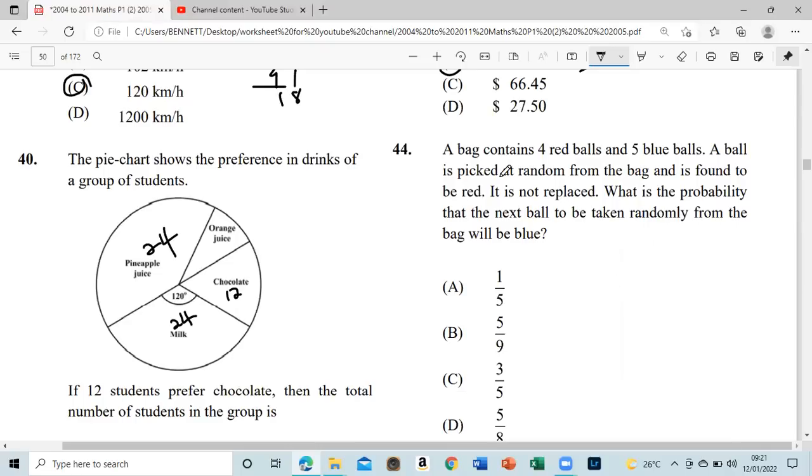So let me write that information there so we have it in front of us. 4 red, 5 blue. A ball is picked randomly from the bag and it's found to be red. They pick one at random. All right, so one red. So we take out a red. It's not replaced, so we now have 3 red and 5 blue.